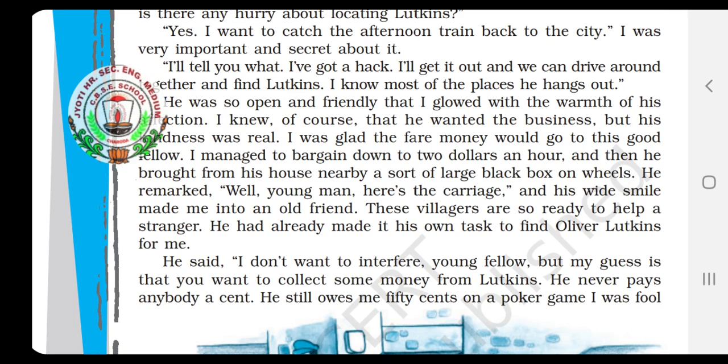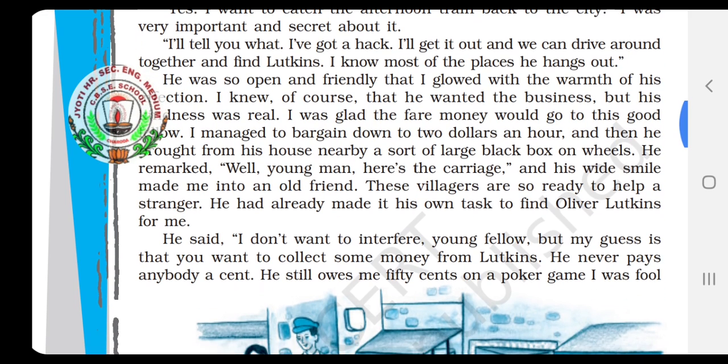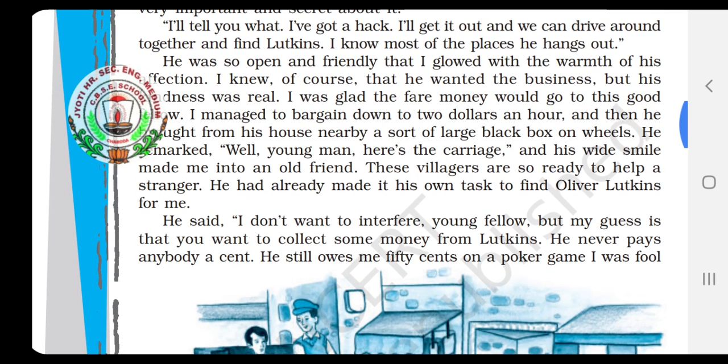Okay, so the narrator says that these village people, the villagers, are really very ready, immediate. They are available to help any strangers. This is the speciality of the villagers he found there, and he had already made it his own task. Means it seems that now it was not his work to find Oliver Lutkins, but that delivery man, that hack driver, has taken the duty, his task, to find out Oliver Lutkins for him.